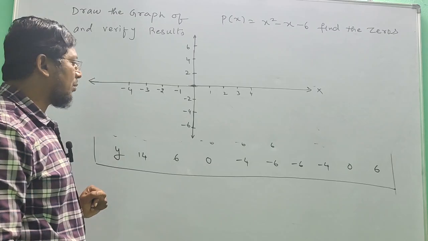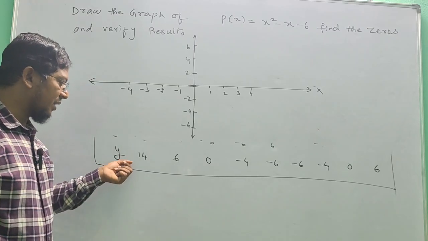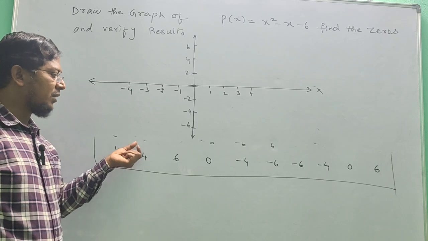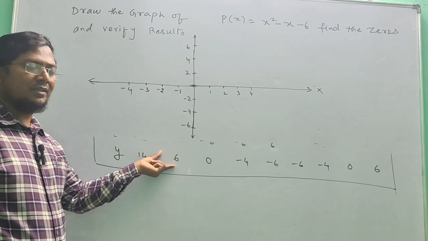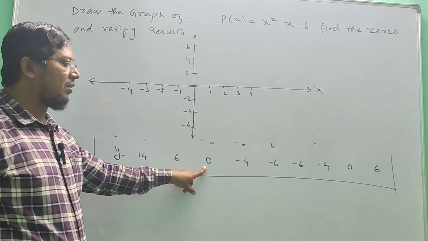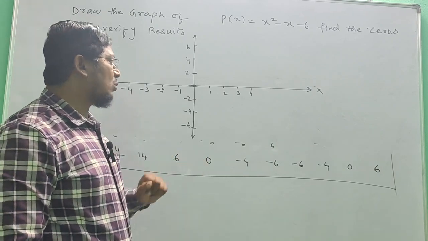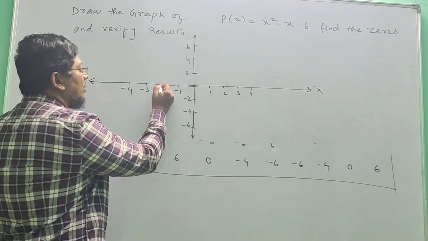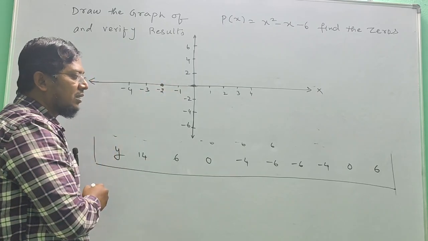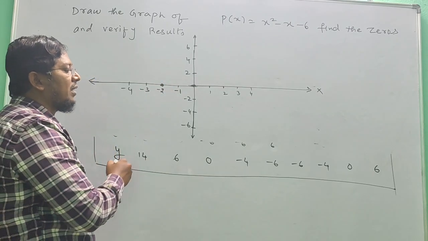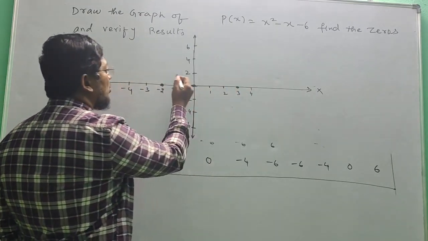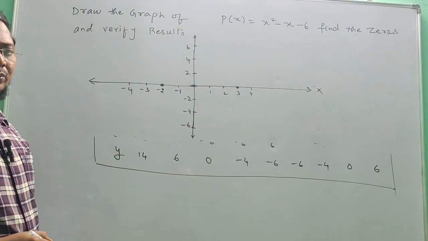So what is our first point? Our first point is the one we have seen, plus 4 comma 14. What is the second point? We are selecting minus 3 comma 6. Similarly, we are getting the zeros: (-2, 0) and (3, 0). Where we have to put -2, this is -2, the first 0, and another 0 we are getting on +3. -2 comma 0 and +3 comma 0 are the 2 points.